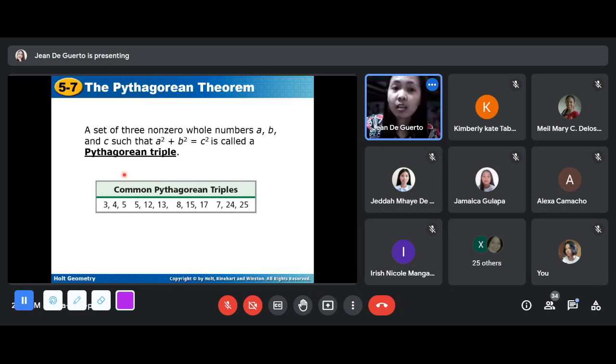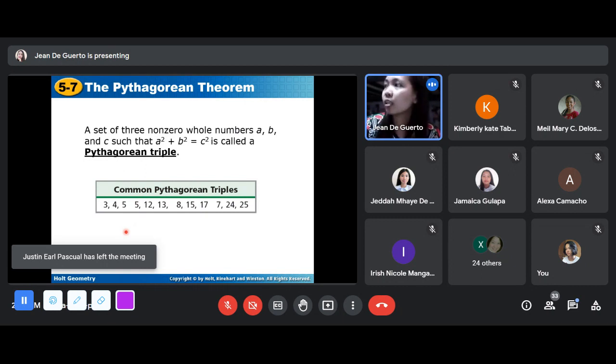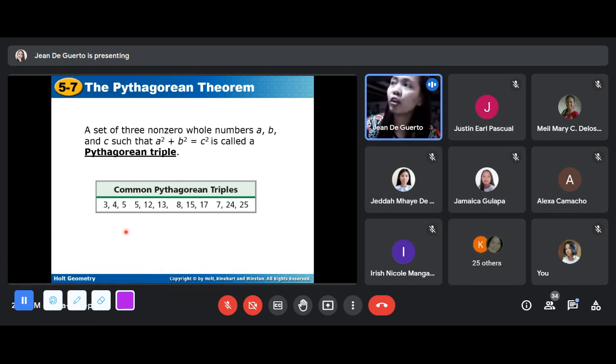So, using these Pythagorean triples, pwede nating i-determine whether you have an acute, right, or obtuse triangle. And also, by using these Pythagorean triples, we can identify the length of the missing side of our right triangle. Okay? But actually, this is still derived from the Pythagorean theorem. Kaya yung mga susunod na examples, madali na kasi ginamit na natin kanina.